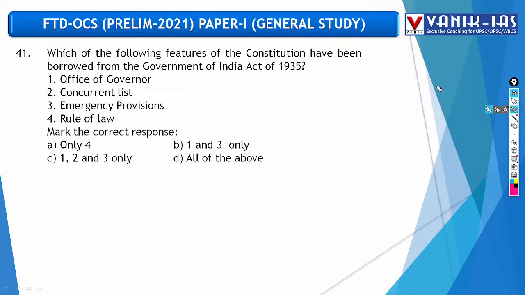Which of the following features of the Constitution have been borrowed from the Government of India Act 1935? Following features are borrowed. Office of Governor, yes, Office of Governor is brought from the Government of India Act 1935, and emergency provisions are also brought from Government of India Act 1935.